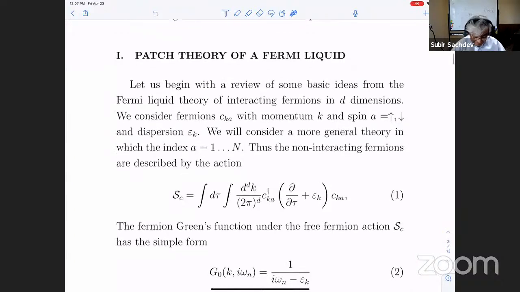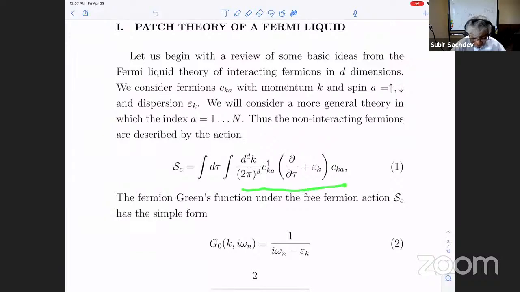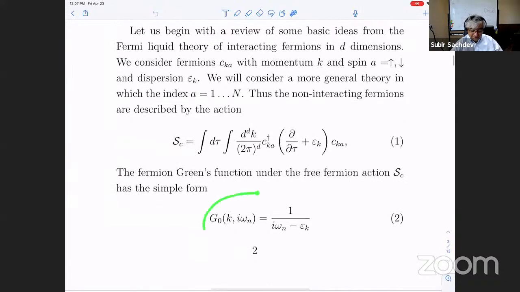Okay, so we'll start here with free fermions in any dimensions. Little d is the number of spatial dimensions. This is just free fermions with some dispersion E of k. And as we've learned, these free fermions have a Green's function which looks like 1 over i omega n minus e_k. So for frequency on the real axis, there's a pole at omega equals e_k for all k. So this is just free fermions, and that pole means you have free particles.